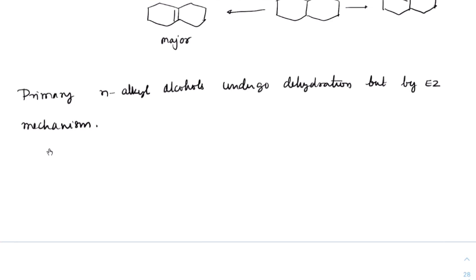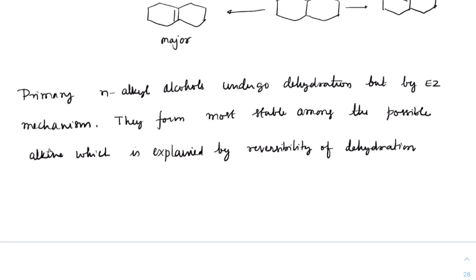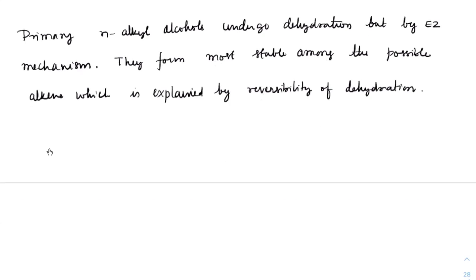They form the most stable among the possible alkenes, which is actually explained by reversibility of dehydration. Let me show you an example of what it meant.